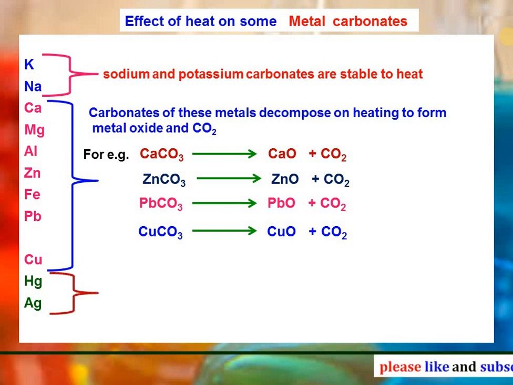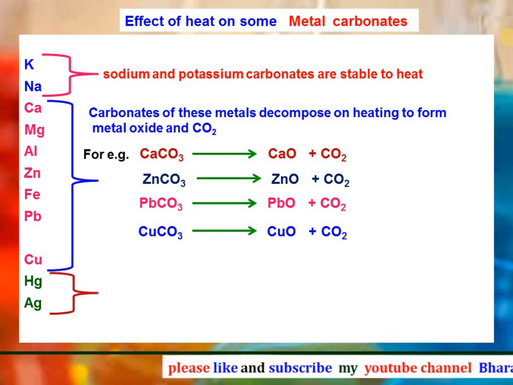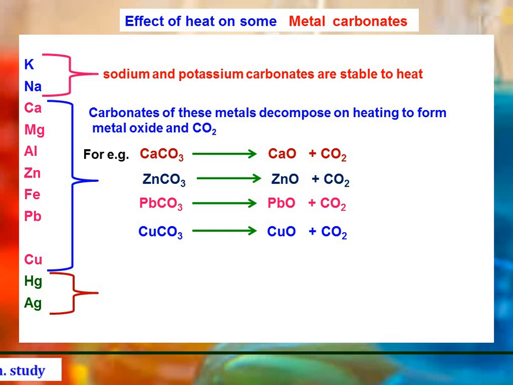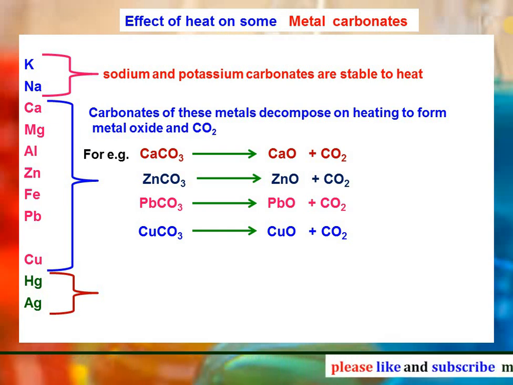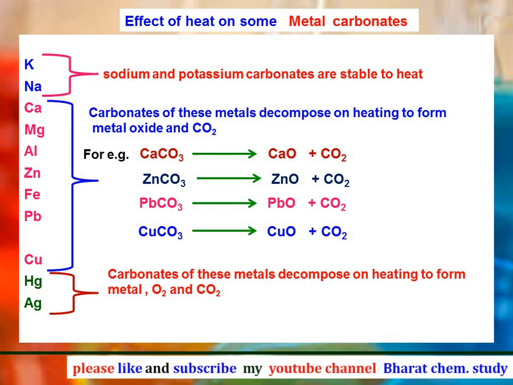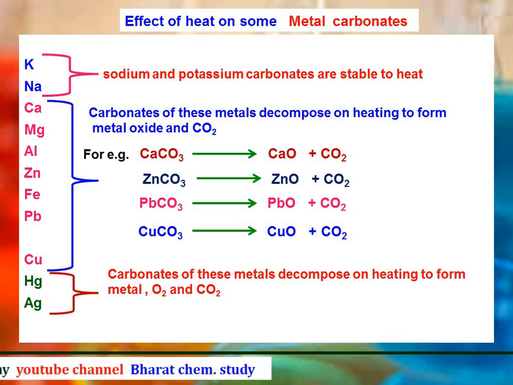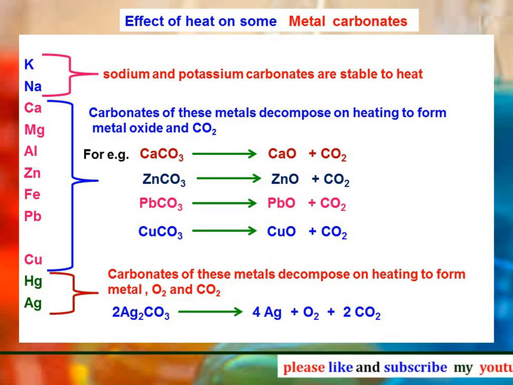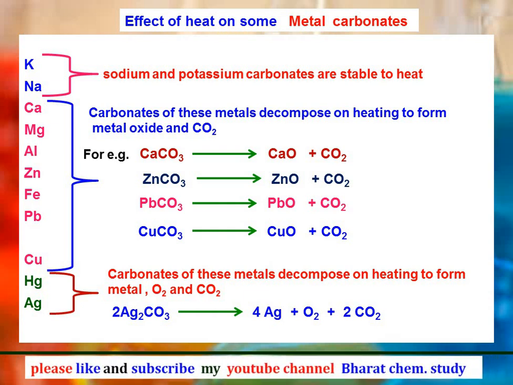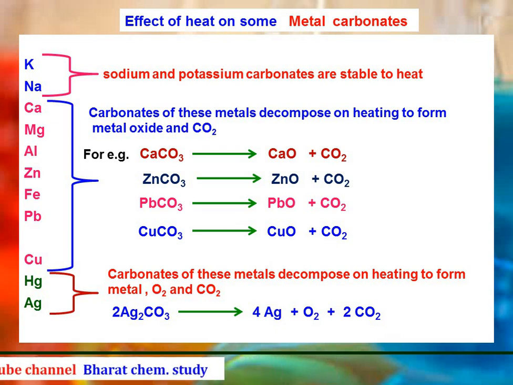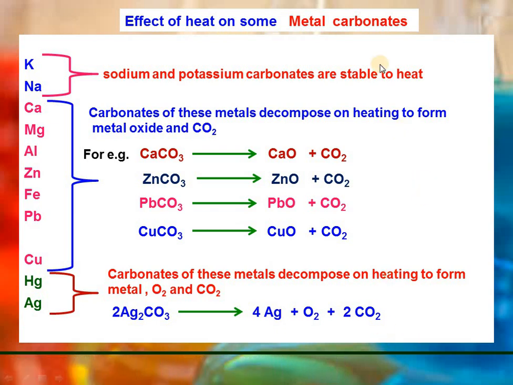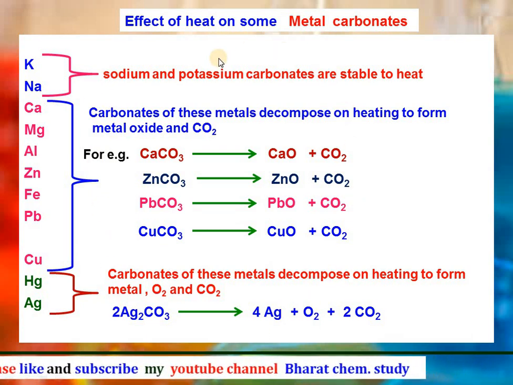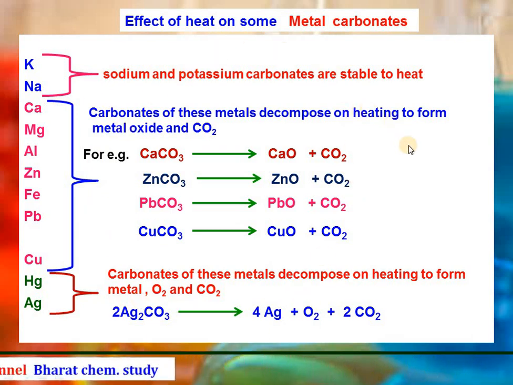But the metal carbonates of silver and mercury, because they are lower in their activity, are not too stable. Their oxides are also not stable. So their carbonates decompose on heating to give metal plus oxygen plus carbon dioxide. For example, silver carbonate decomposes on heating to give silver plus oxygen plus carbon dioxide. So by knowing the effect of heat on metal carbonates on the basis of the reactivity series, it will be easy for us to write the chemical equation.